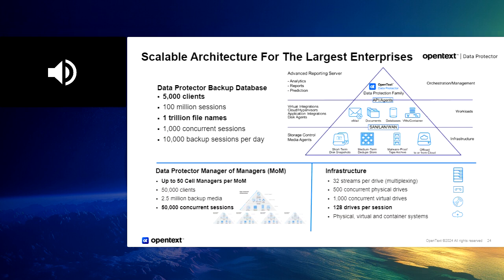So in terms of scalability, some quite big numbers here. The internal database. A single instance of Data Protector, which we call a cell, has one cell manager, that's the server that manages the entire cell. It has the internal database on there, and can have up to 5,000 clients. That's 5,000 individual servers that we back up.